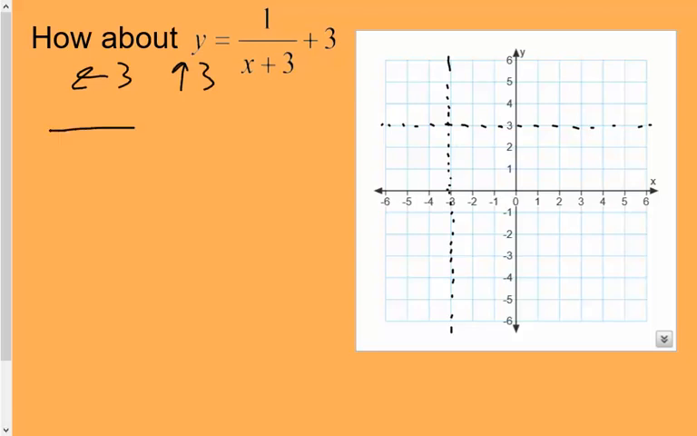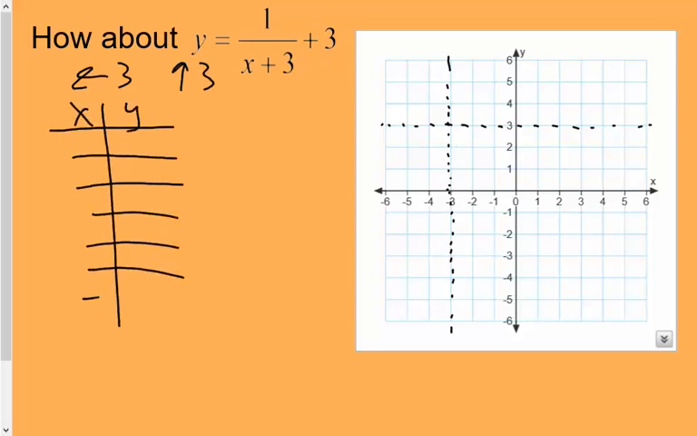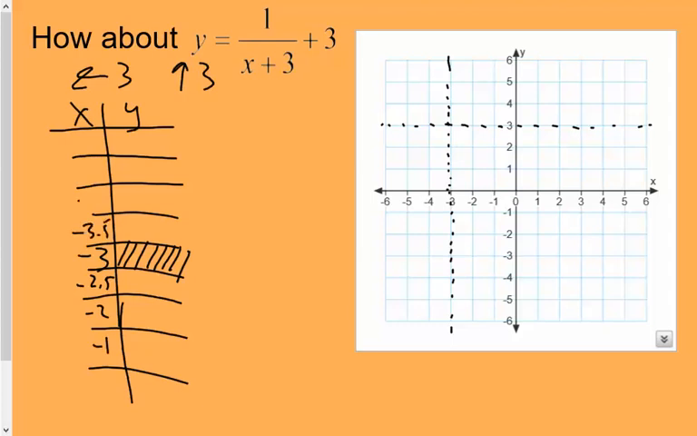All right, so I'm going to make my table. X, Y. Spots I'm going to need, just put a bunch there. I'm going to put -3 right there because that's where it's undefined. And then I'm going to use -2.5, -2, -1, try that. And then -3.5, -4, -5, try those numbers there. Again, I'm trying to get you to use a half up and a half down when you're making your tables. So let's start with the -2.5.